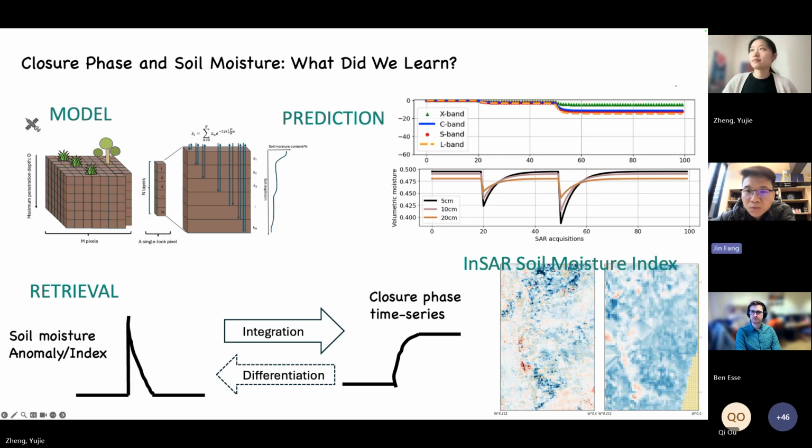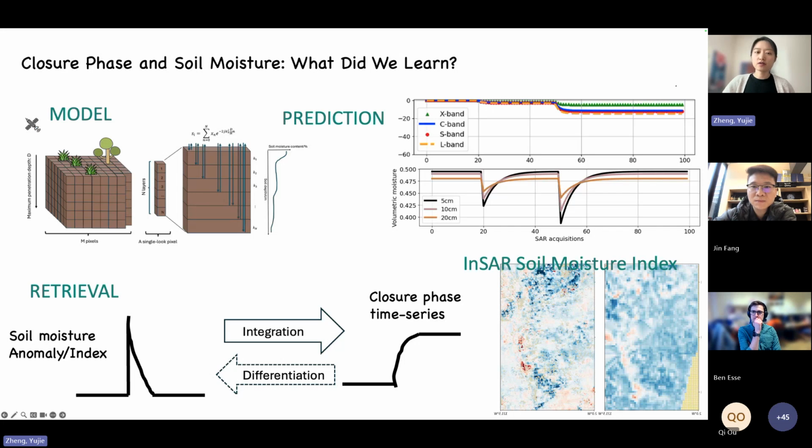Okay, thanks. One more question. Please list the tools available to quantify soil moisture from InSAR closure phase. To quantify soil moisture from InSAR closure phase, there have been a couple of studies that I have listed as a reference in the talk. And if you reach out to me by email, I can send you some references.